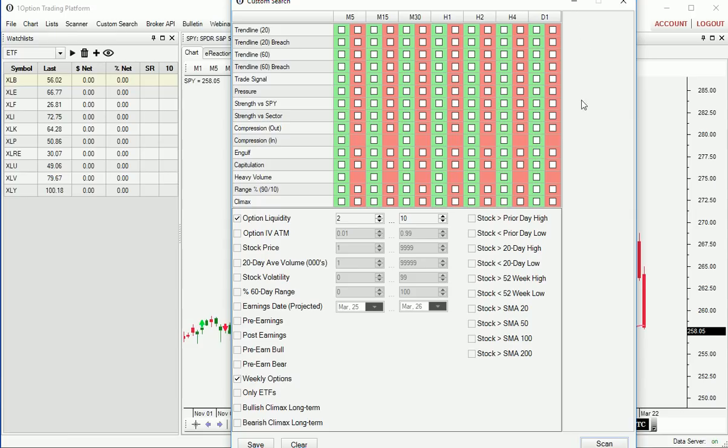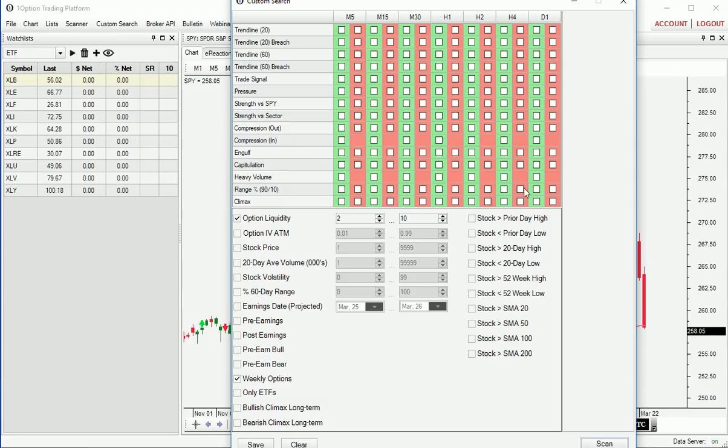Now you're going to get a lot of results on that first snapback rally, so you'll use engulfing along with other custom search fields like strength versus SPY. Capitulation, that's a deep air pocket low and a rebound by the stock. That would be a good one to look for.